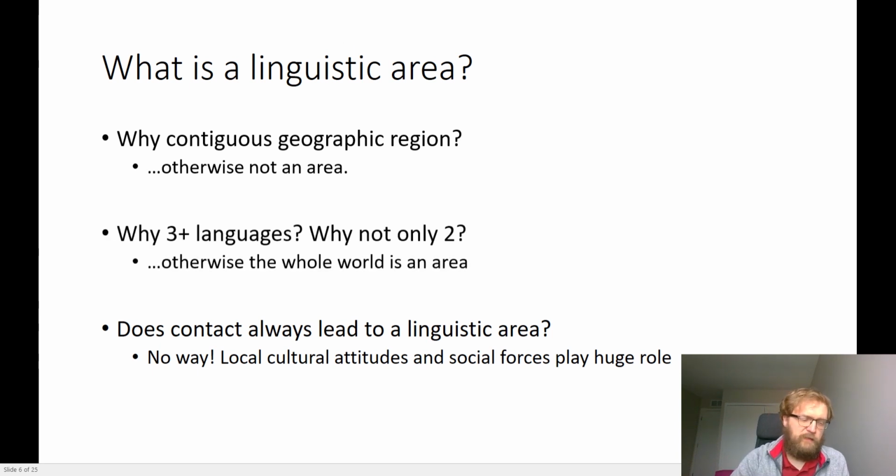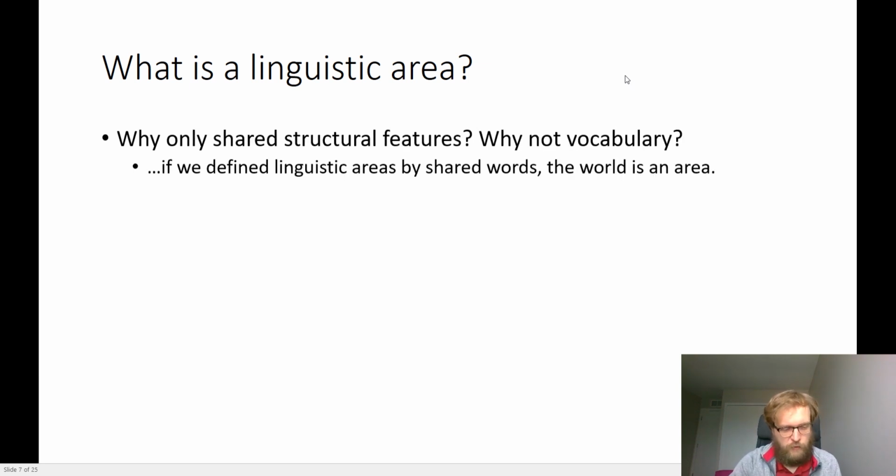Also, it has to be 3 or more languages. If we're only talking about 2 languages in contact, borrowing from each other, gaining structural features, then really you could make a broad argument that everything is an area. It also has to be structural features. Again, for the same reasons. If we count just everywhere that shares vocabulary, all of a sudden everywhere that has the word Coca-Cola is potentially a structural sort of linguistic area. That's not really what we're talking about here.